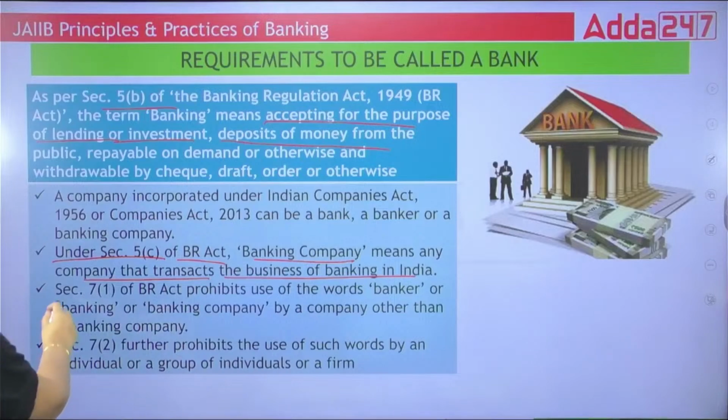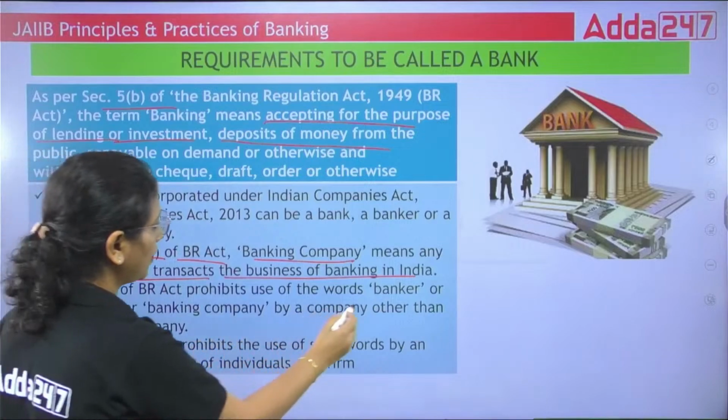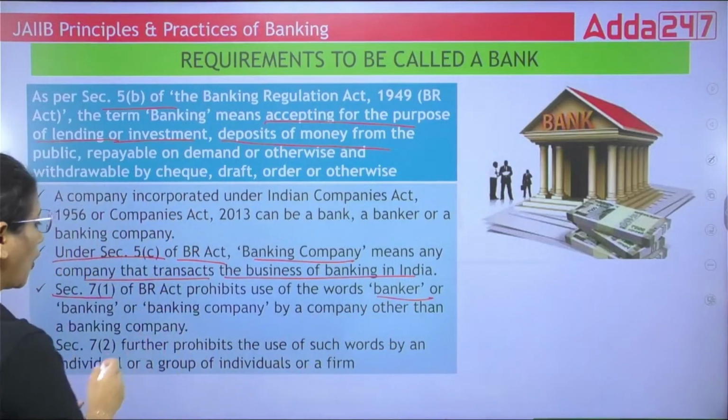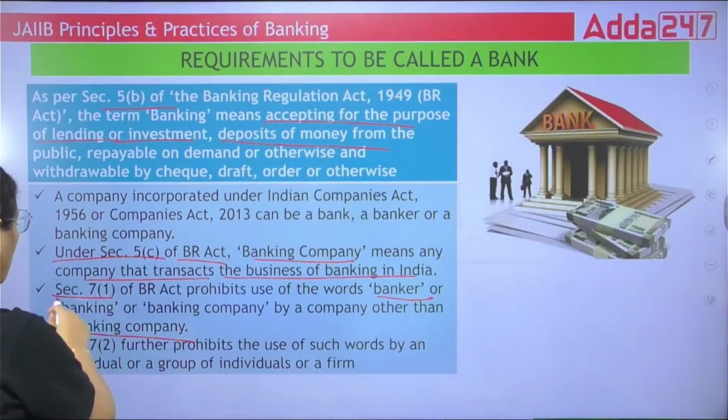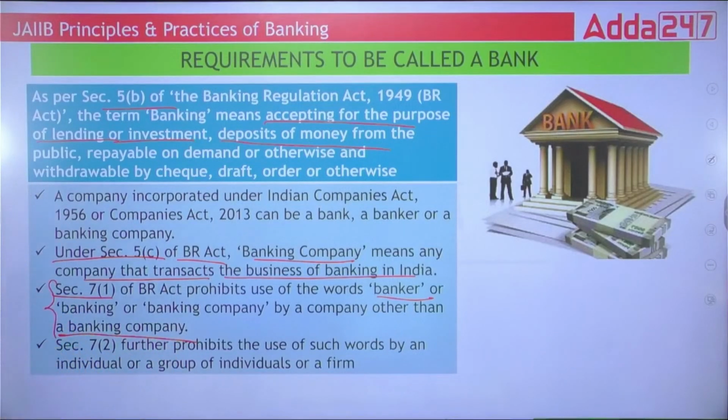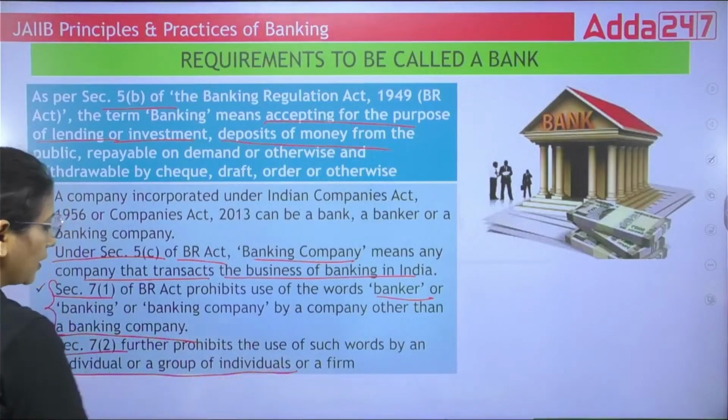Section 7(1) of the BR Act prohibits use of the word banker or banking company by a company other than a banking company. So Section 7(1) prohibits any other company from using the term banker or banking company if it is not a banking company. Section 7(2) further prohibits use of such words by an individual, a group of individuals, or a firm.